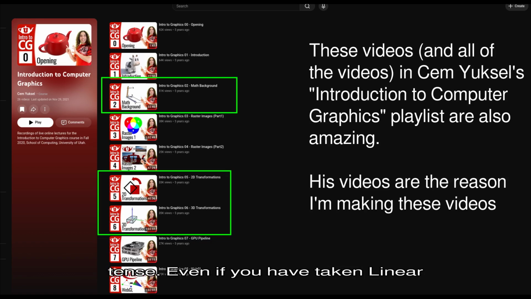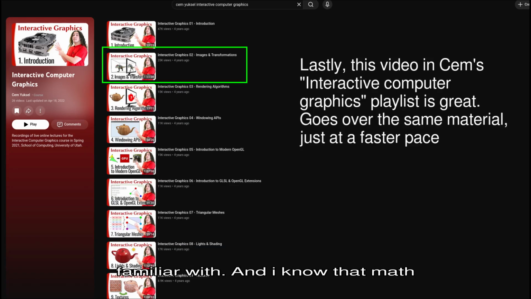Even if you have taken linear algebra, the linear algebra we'll be using in this course is probably a lot more geometric and intuitive than what you're familiar with. And I know that math is really daunting for most people. I am one of those people. I'm hoping that this course can introduce some intuitive math to those who've never found it intuitive, but I promise that I plan to introduce it in a non scary way.